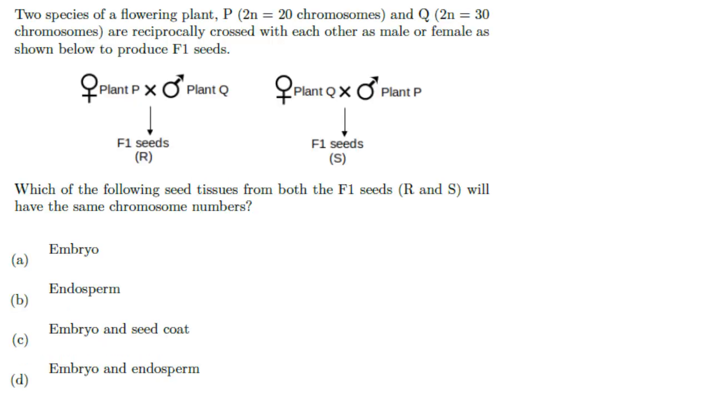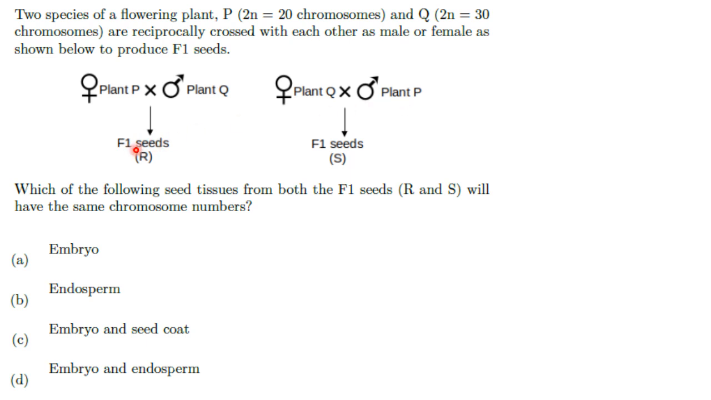Then next one. Two species of flowering plants, P with 2n equal to 20 chromosomes and Q with 2n equal to 30 chromosomes, are reciprocally crossed with each other as male or female as shown below to produce F1 seeds. Which of the following seed tissues from both F1 seeds R and S will have the same chromosome number? Now what is a reciprocal cross? In the first cross, plant P will be the male and plant Q will be the female. In the next cross, plant Q is going to be the female and plant P is going to be the male. So whichever was the female parent in the first cross will become the male parent in the second cross. That is called a reciprocal cross.